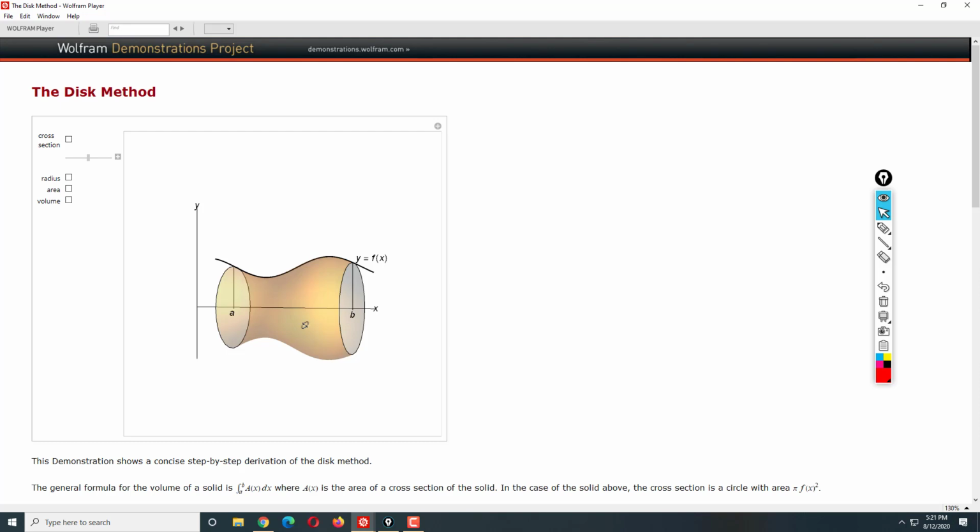How do we find the volume? First of all, each cross-section is a circle. So this solid is the sum of all of these cross-sections. Each cross-section is a circle, so this tells us that we're going to integrate the area of a cross-section times dx from a to b. So we know we're doing that.